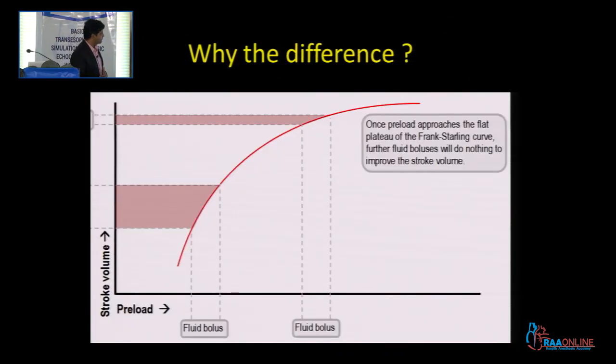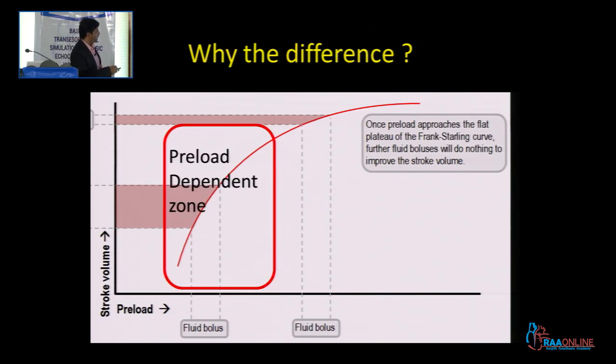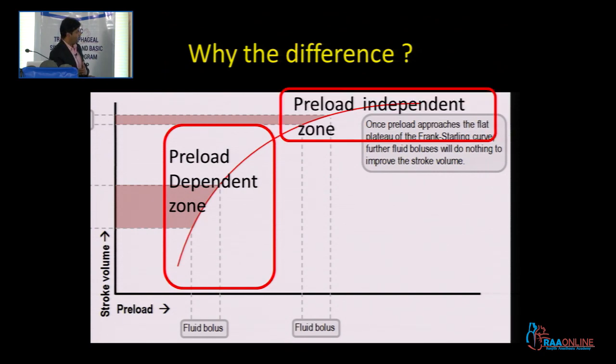So if the patient's ventricle is operating in the steep area and you give fluids, the patient will respond by increasing the stroke volume. But if the patient's ventricle is operating in the plateau phase, whatever fluid you give is not going to have a resultant effect, and unfortunately it will push the patient to the other side, with signs of fluid overload and poor outcome. So you have a preload dependent zone on one side and a preload independent zone on the plateau side. Is it so simple?